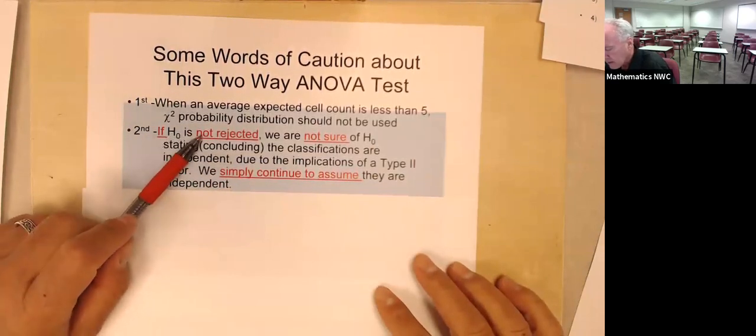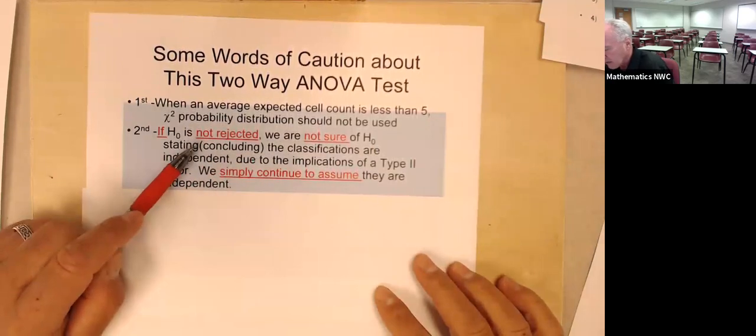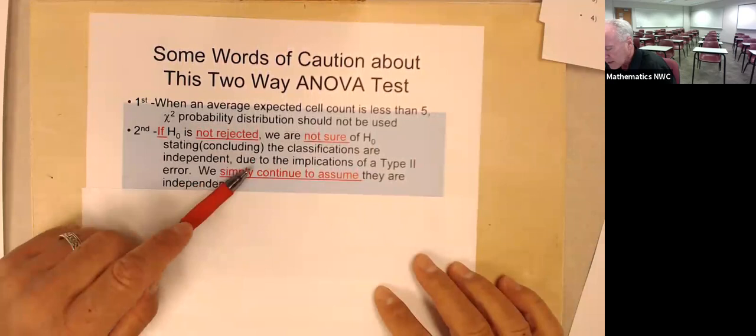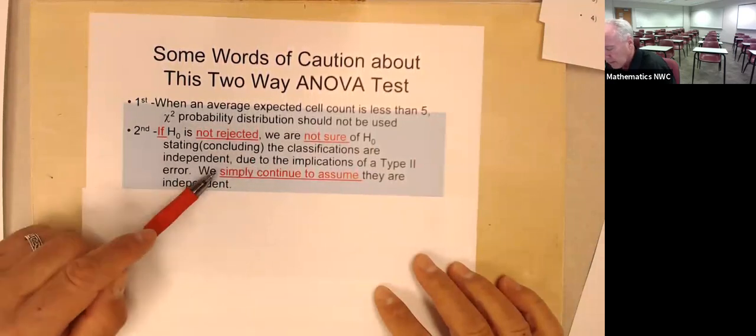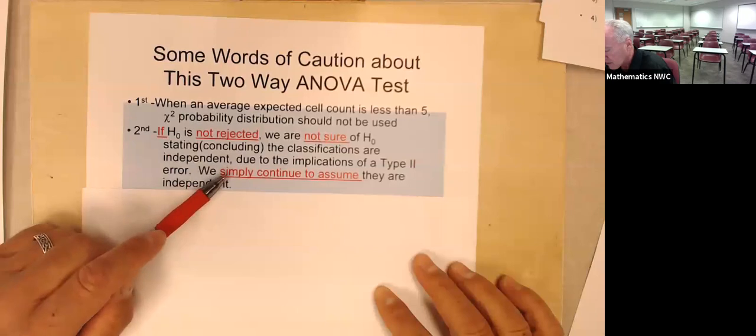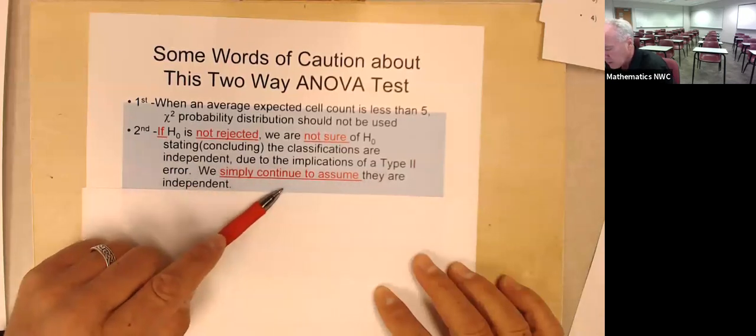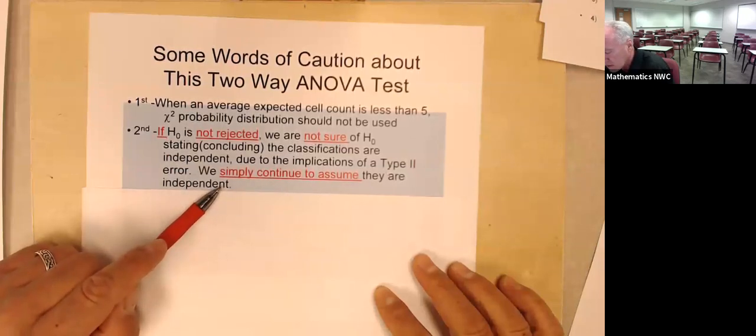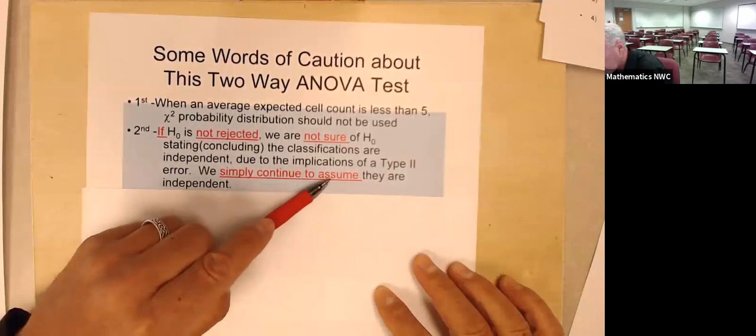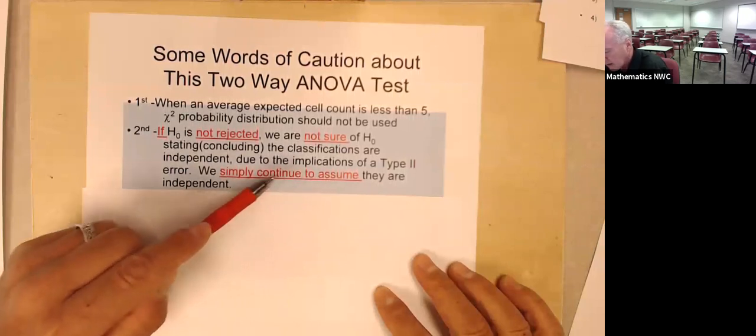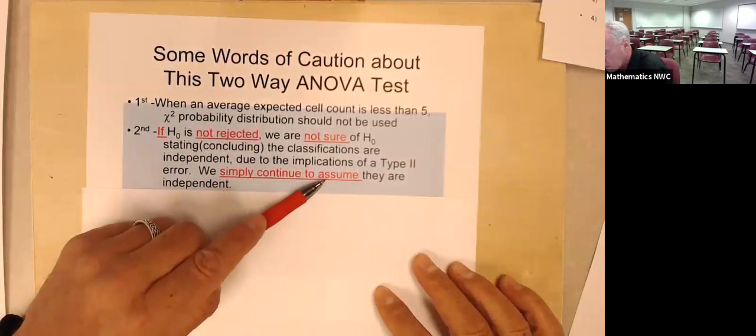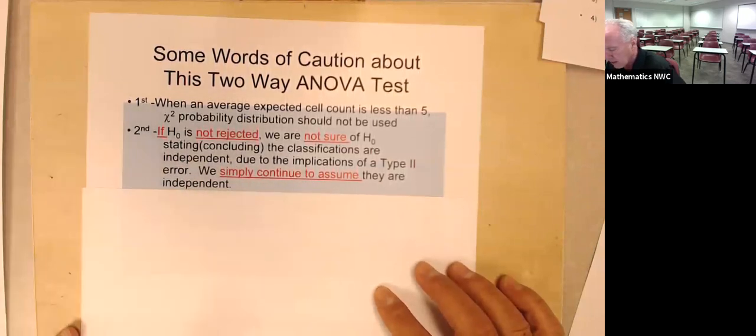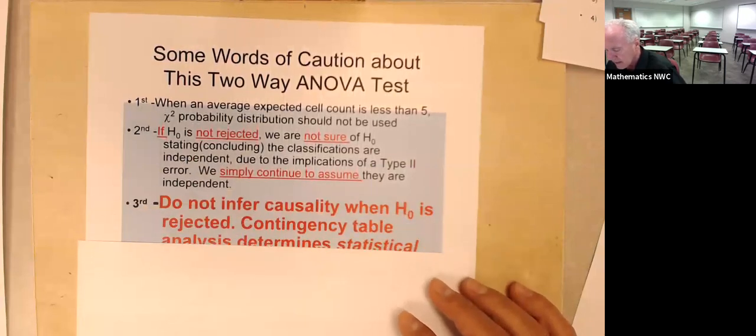If the null is not rejected, we are not sure that they're independent. We just have not been able to detect it. Maybe it's because our alpha level was too low. We're not sure. It's basically if you're the type 2. We simply have to continue to assume that they're independent. We're not absolutely certain that they are. That's why we always use that phrase, continue to assume, when we have insufficient evidence. We're not concluding that they're independent. We're continuing to assume that they are independent. There's a different level of punch there with that overall statement.